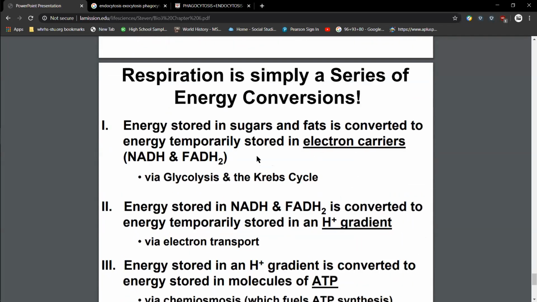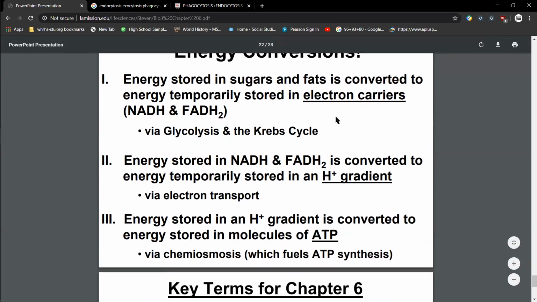So just a summary of oxidative phosphorylation. You have the electron carriers, NADH and FADH2, created from glycolysis and the Krebs cycle. This energy is converted into a hydrogen gradient by the electron transport chain. Then the energy stored in the hydrogen gradient, via chemiosmosis, creates the molecule of ATP.